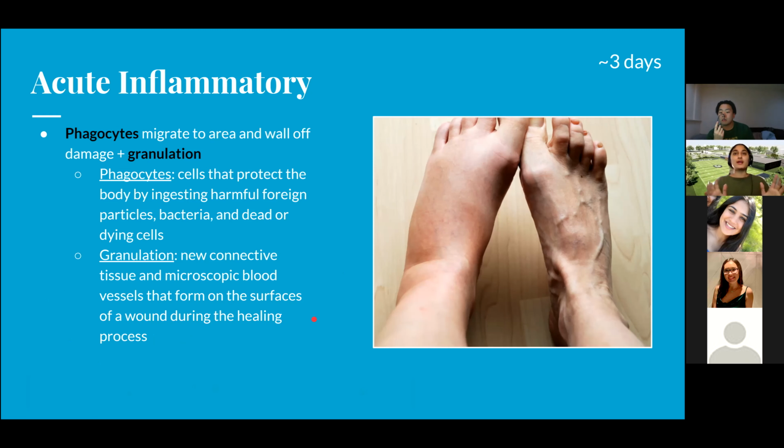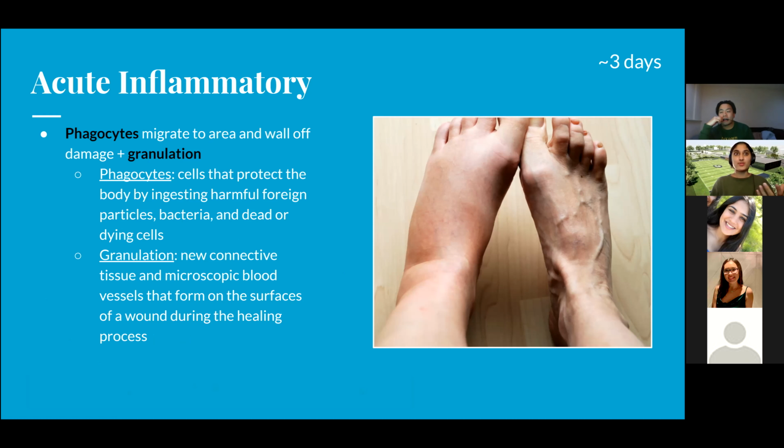So at the molecular level, I have not memorized this information. I don't think you should either. Just try to understand what's going on. So generally phagocytes, which you know are part of the immune system, migrate to the area and wall off damage, and then granulation also occurs.